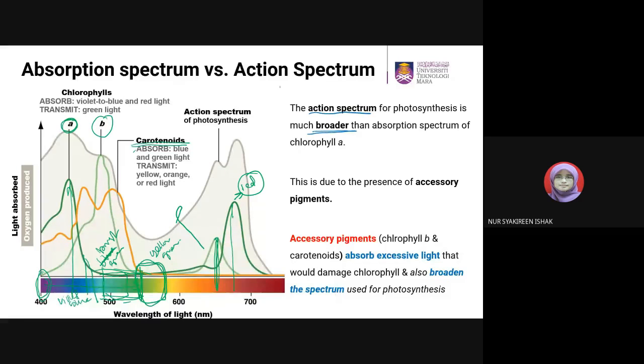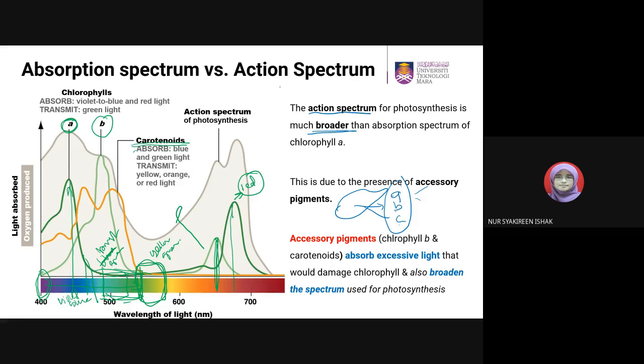Okay, so this is due to the presence of accessory pigments. So obviously dekat dalam leaf bukan ada chlorophyll A je kan. So dia ada chlorophyll A, dia ada chlorophyll B, dia ada carotenoids, dia ada much more. Sebenarnya photosynthetic pigment ni ada banyak lagi. Yang kita nak fokus 3 tu je, chlorophyll A, B dengan carotenoids. Ada banyak lagi sebenarnya, kita ada xanthophyll, ada banyak.